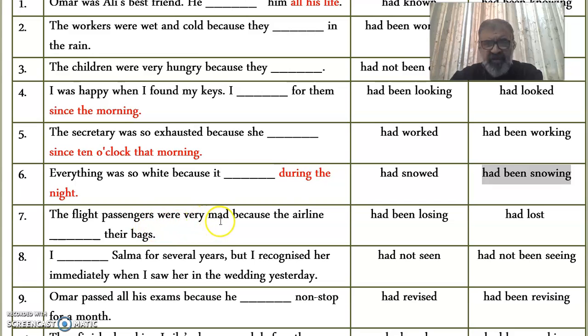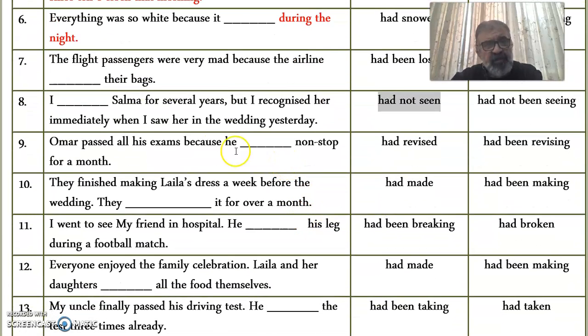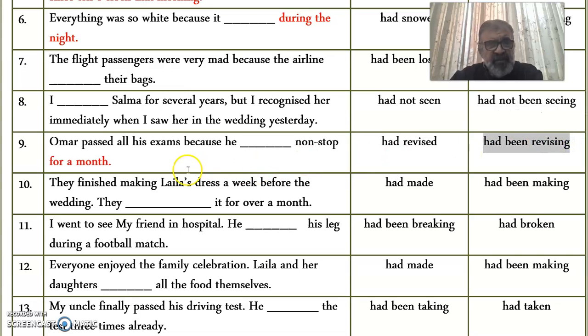The flight passengers were very mad because the airline had lost their luggage, no duration. I had not seen Selma for several years, but I recognized her immediately when I saw her at the wedding yesterday. Although you might think to use the past perfect continuous, the verb see is a non-continuous verb. That's why we should use past perfect, had not seen. Omar passed all his exams because he had been revising non-stop for a month, duration. They finished making Layla's dress a week before the wedding. So for over a month, duration, had been making.